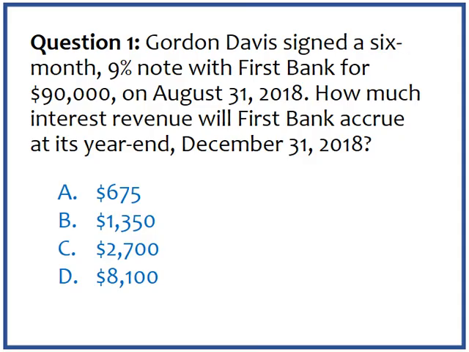Let's go! The first question reads, Gordon Davis signed a 6-month 9% note with First Bank for $90,000 on August 31, 2018. How much interest revenue will First Bank accrue at its year end, December 31, 2018? The choices are $675, $1,350, $2,700, or $8,100.